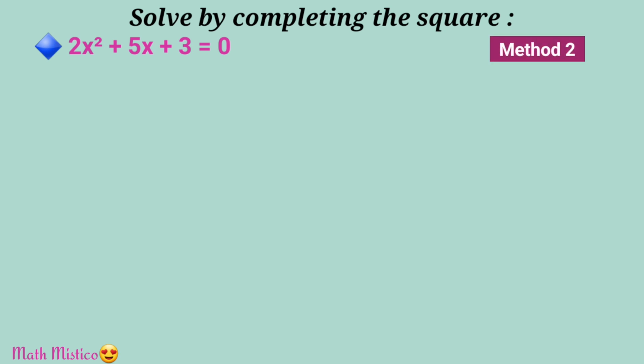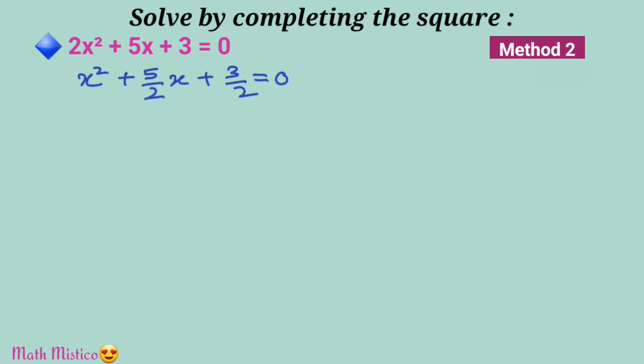Now the second method. First of all, we make the coefficient of x square equal to unity. How? By dividing the equation throughout by the coefficient. As the coefficient of x square is 2 here, we will divide each term of the equation by 2 and we get 2x square upon 2 means x square plus 5 upon 2x plus 3 upon 2 equal to 0. Now the remaining steps are same as in method 1.